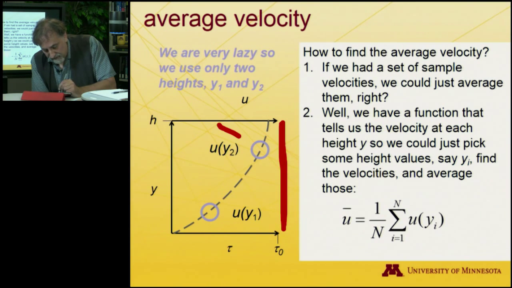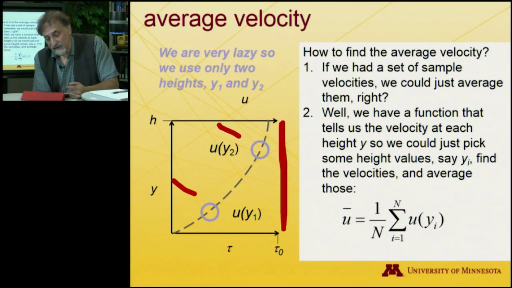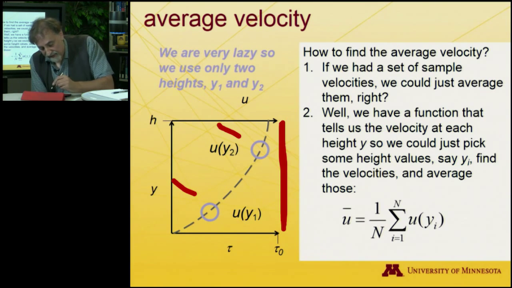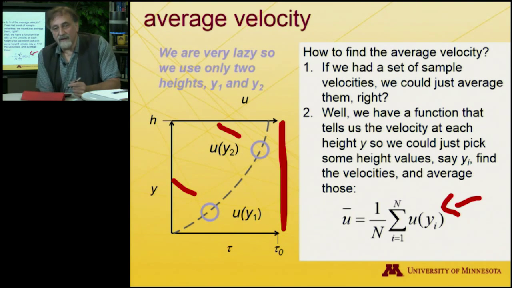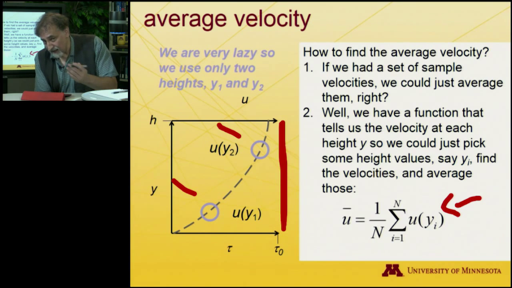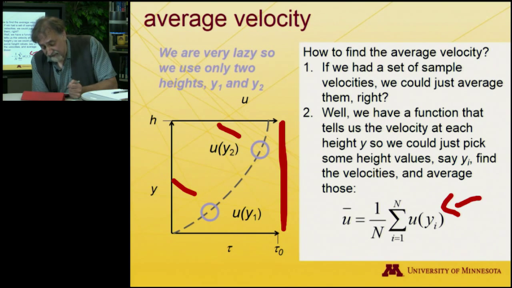So I pick a couple of heights, and they're shown here. So here's one, and here's the other. I calculate the velocity at those 2 values, y1 and y2, and then I just do a conventional average. I sum them, and I divide by 2. So that is the average over here. And this is how you learned how to do averages in elementary school, right? You just add up a bunch of numbers, and then you divide by the number of numbers that you had, and that number is the average. So that's the average velocity according to this exceedingly lazy method.